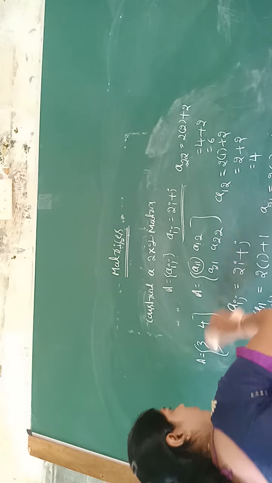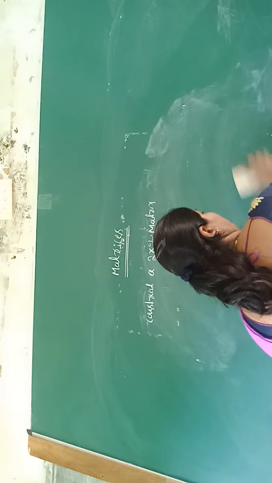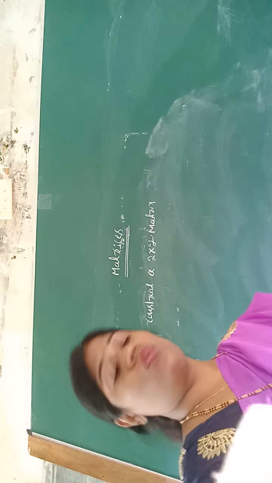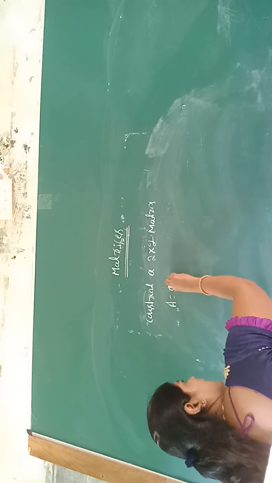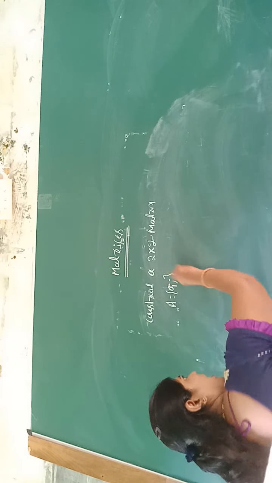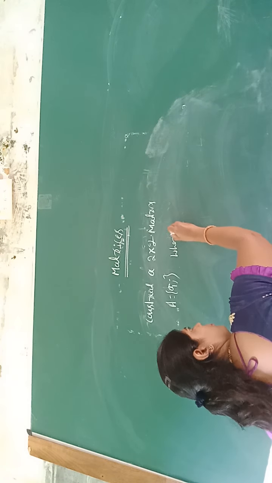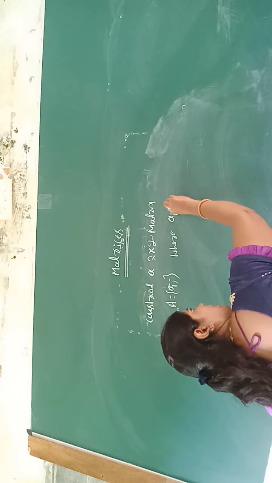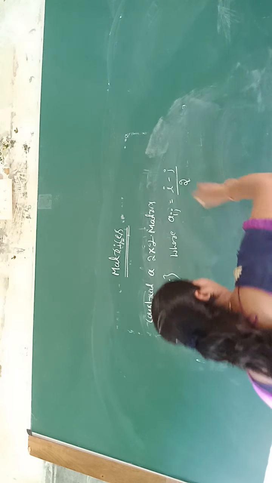Similarly, we can solve one more example. Construct a 2 cross 2 matrix A is equals to Aij, where Aij is equals to i minus j divided by 2.